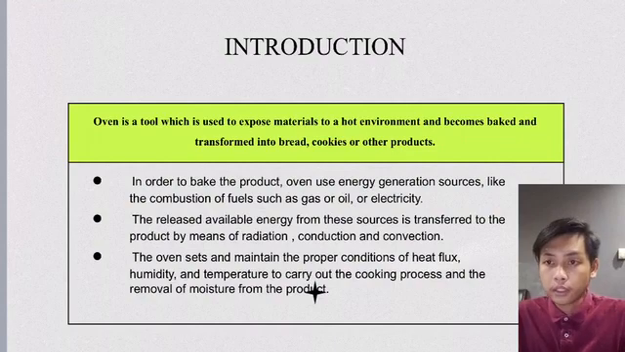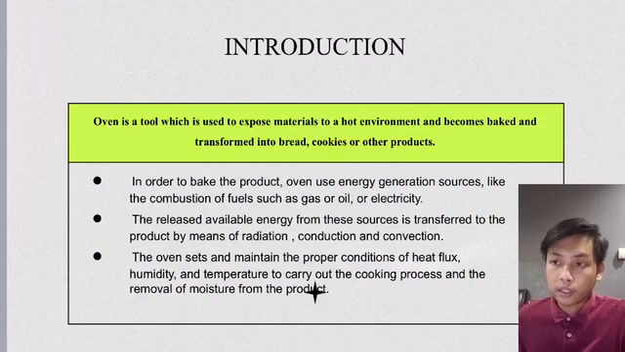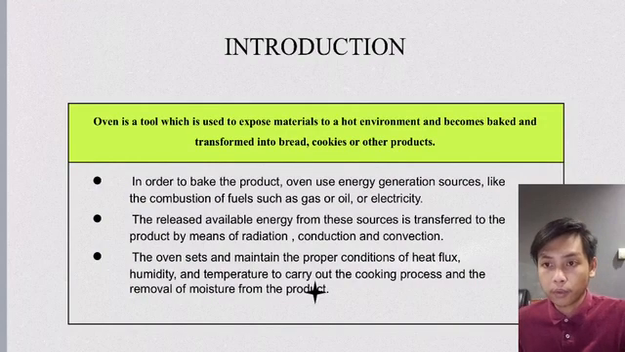Second, the released available energy from this source is transferred to the product by means of radiation, conduction and convection. Third, the oven sets and maintains the proper condition of heat flux, humidity and temperature to carry out the cooking process and the removal of moisture from the product.